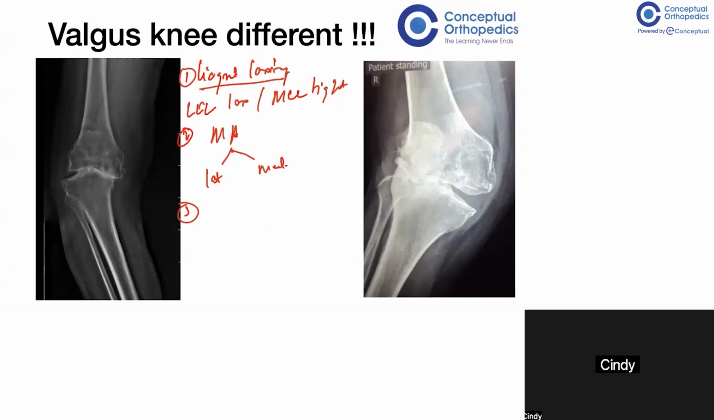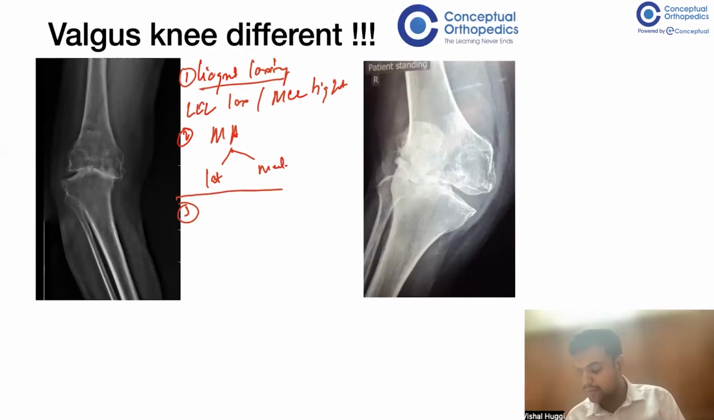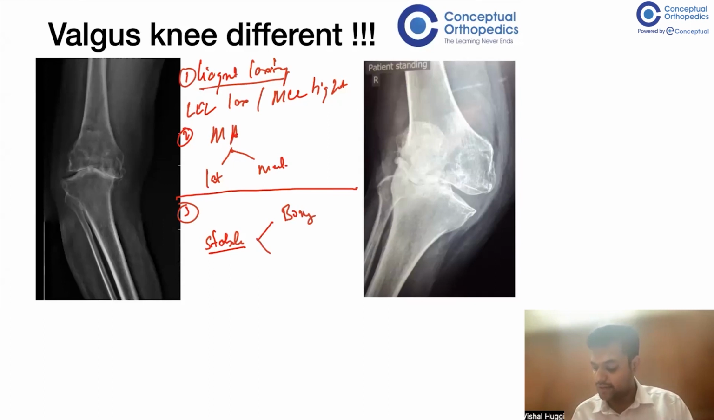Okay, fine, good. You have pointed out some very important things. I just want to bring to your notice, let's come back to our basic understanding of a stable joint. How does a joint get its stability? We all learned in first year there are two kinds of stabilizers of the joint: one is static, one is dynamic.